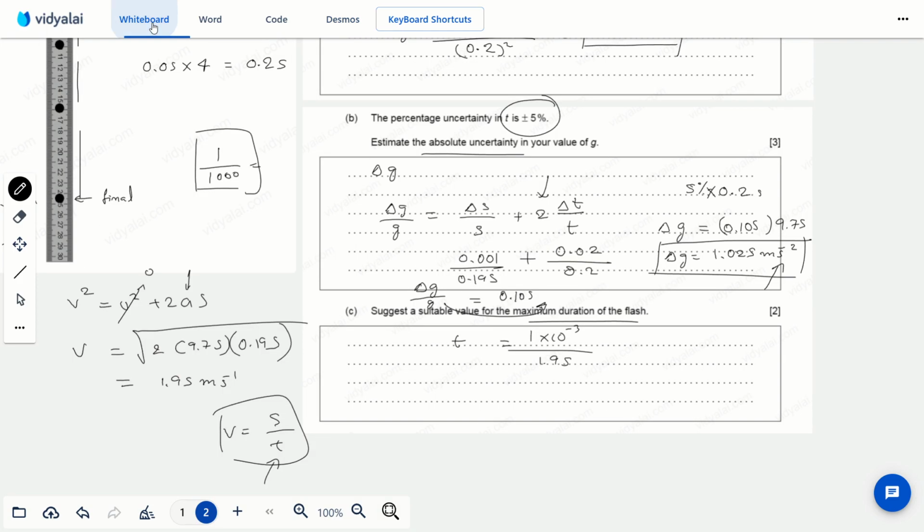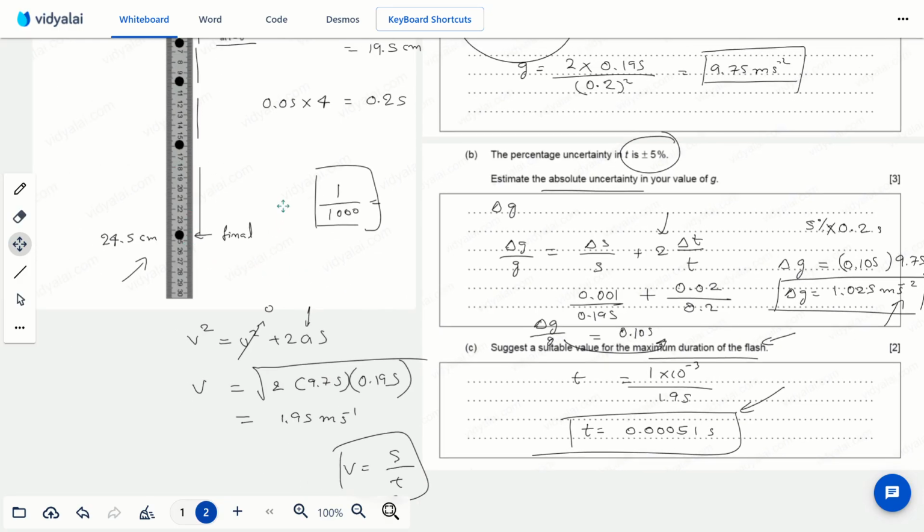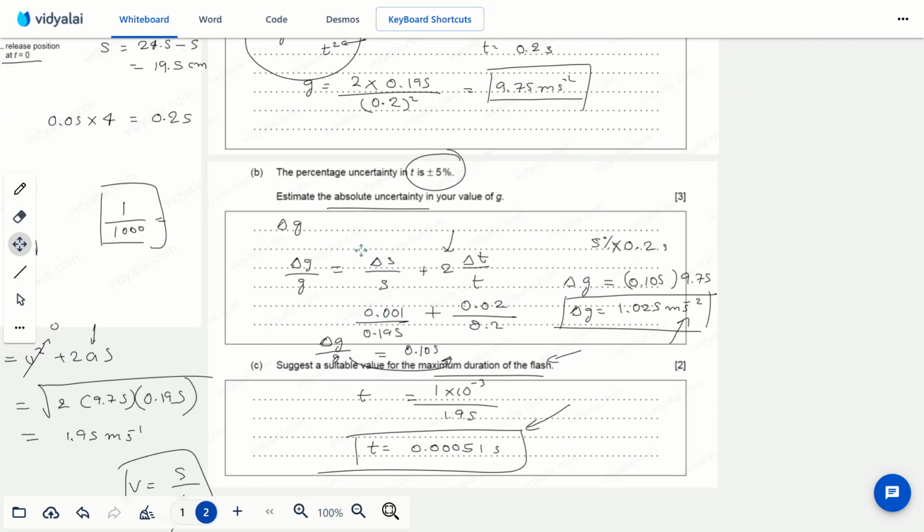Okay, so this is what I got, 0.00051. Let's keep it as it is. 5 seconds. This is the most amount of time in which the flash can be turned on. So if it's any longer, we will get an additional error because of that in its position measurement.